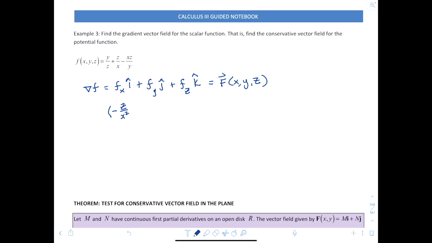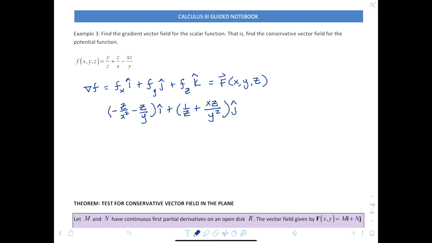And then we would have minus z over y, all that times i. And then the first partial of f with respect to y is going to be, let's see, 1 over z. The second term doesn't have any y's. And then minus a minus is plus, so we would have plus xz over y squared times j.